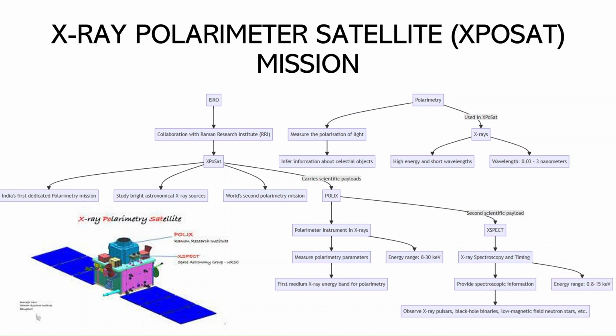What is polarimetry in general? So, polarimetry is a powerful technique used to measure the polarization of light. It's like having a special tool that allows astronomers to gather precious information about celestial objects. It ranges from passing comets to distant galaxies, all those things. X-rays, which have much higher energy and shorter wavelength than ultraviolet light, are the key focus here in polarimetry, right? And these X-rays have wavelengths between 0.03 and 3 nanometers. So that's all about the XPOSAT mission that you need to know about ISRO's current XPOSAT mission, and that's all you need to remember as far as your exam is concerned.